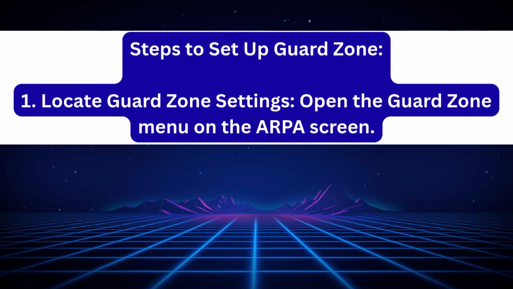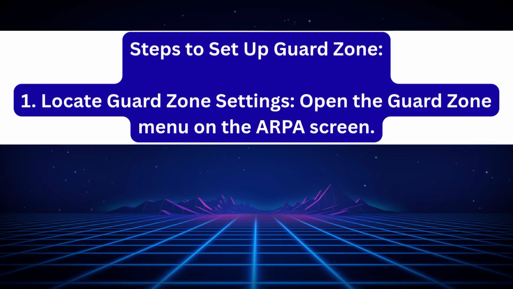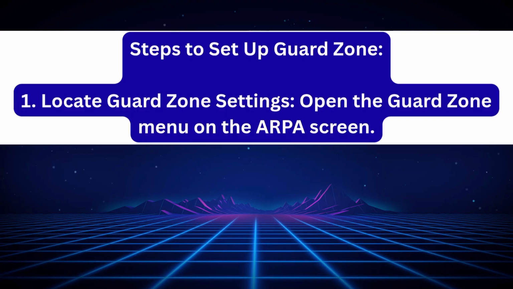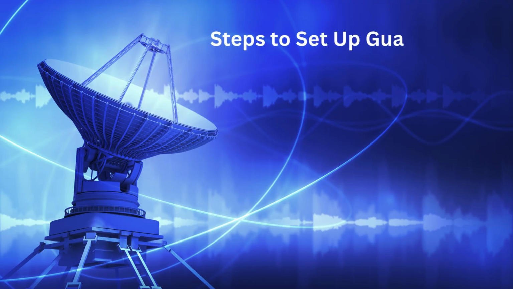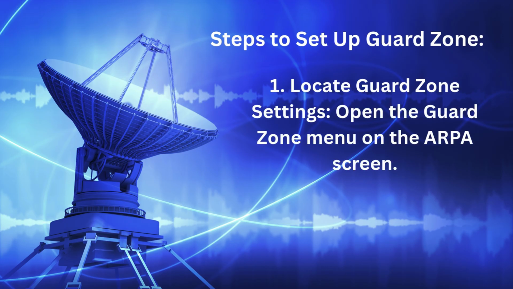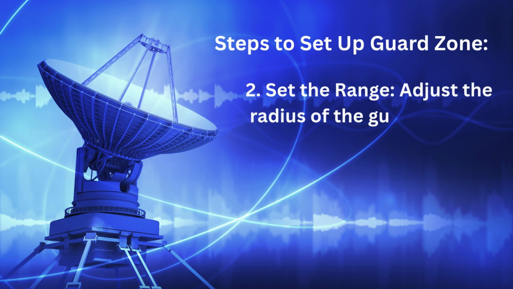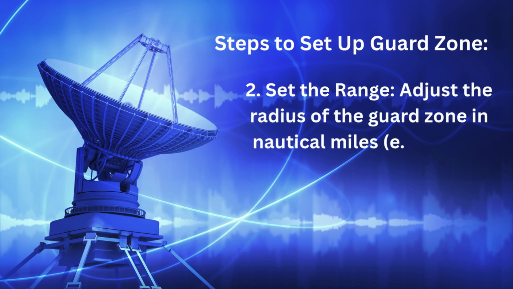Setting up a guard zone. Guard zones are predefined areas around your ship that trigger an alarm when a target enters the zone. Steps to set up guard zone. 1. Locate guard zone settings. Open the guard zone menu on the ARPA screen. 2. Set the range. Adjust the radius of the guard zone in nautical miles, for example, 1 nautical mile.